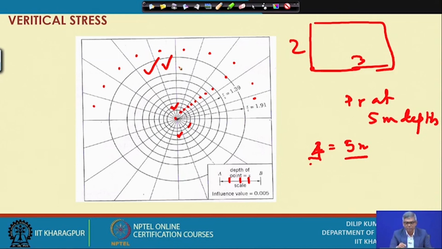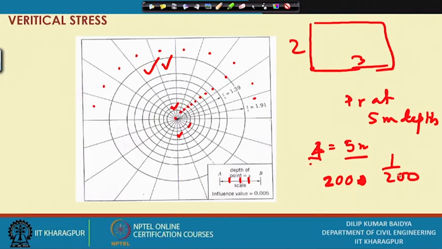What is the value? You can see initially 10 circles, and again each circle is divided into 20. So, 10 into 20, 200 we have divided. That means this entire circle is divided into 200. So, if I cover the entire circular area, the value is 200. If I cover by 1 block, then the value is 1 by 200. That is called the influence value. When I cover by 1 only, that influence value is 1 by 200, that means 0.005.